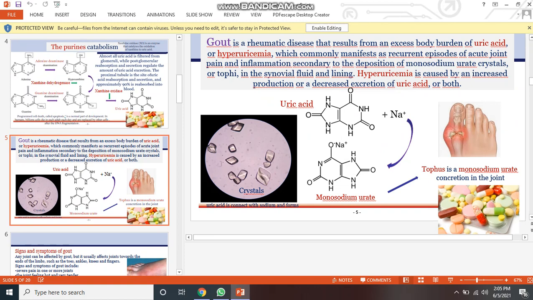It causes disease. Hyperuricemia is caused by increased production or decreased excretion of uric acid, or both. If there is an increase or decrease of uric acid, it causes disease. Like you can see, the crystals.